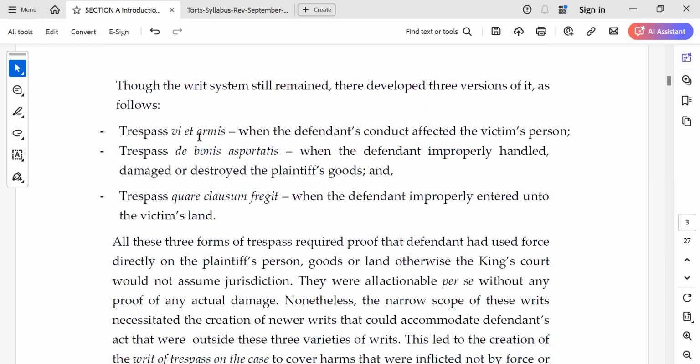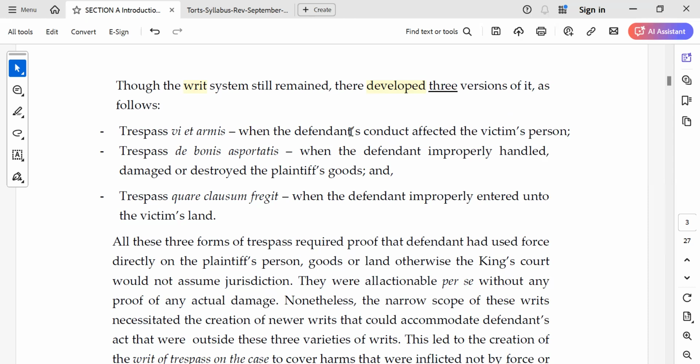Now, regarding vi et armis, we know there is trespass vi et armis, using arms. That is also a writ. So let's see. Though the writ system still remained, they developed three divisions of it, as follows. So the developed writ system, we can see there are three.